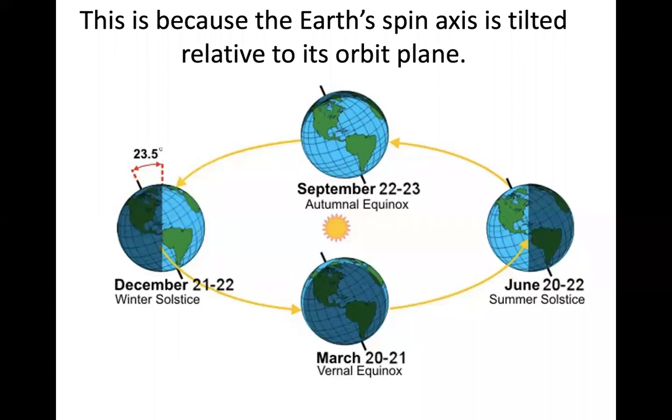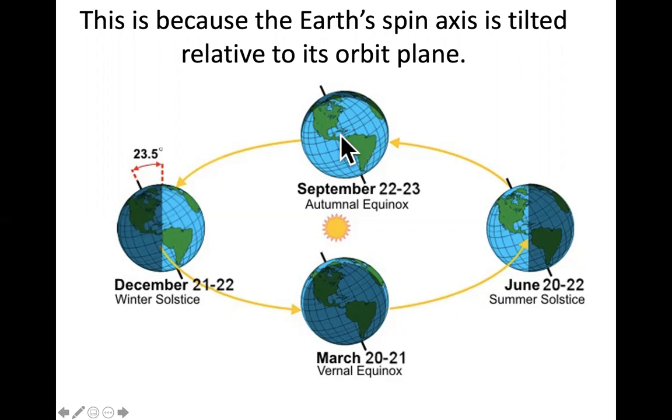Well, that's because the Earth's spin axis is tilted relative to its orbit plane. This is something called an obliquity. It turns out that if something is spinning around a particular axis in space, no matter how it moves, that axis tends to stay fixed. Okay.